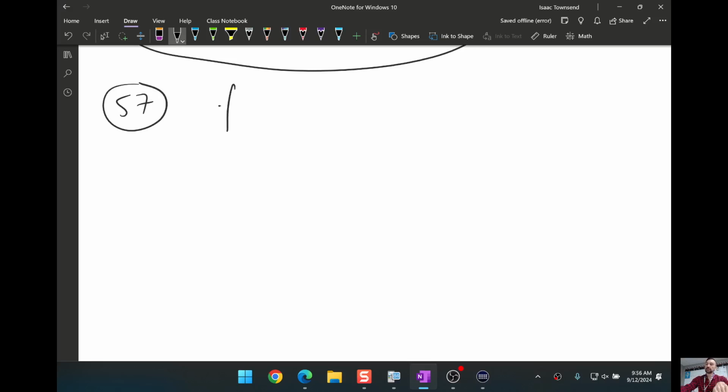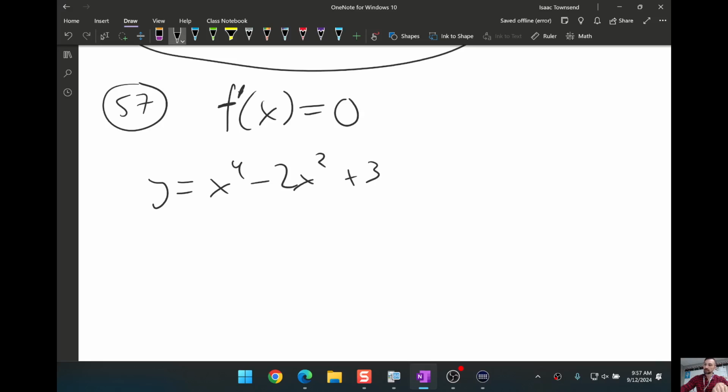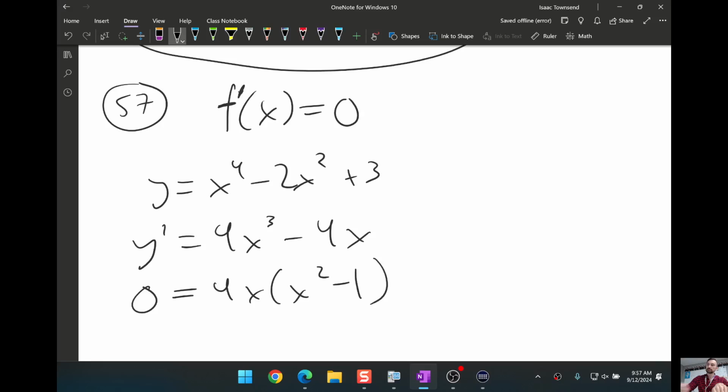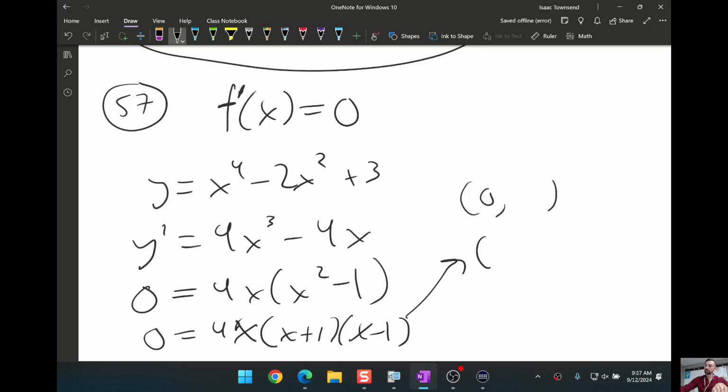Okay, so when I read the directions there, I know horizontal tangent lines are when the slope is 0 or the derivative is 0, same thing. So for 57, you're going to have to take the function, find its derivative, and then figure out where the derivative equals 0. And this would equal 0 at 0, 1, and negative 1. Does that make sense?